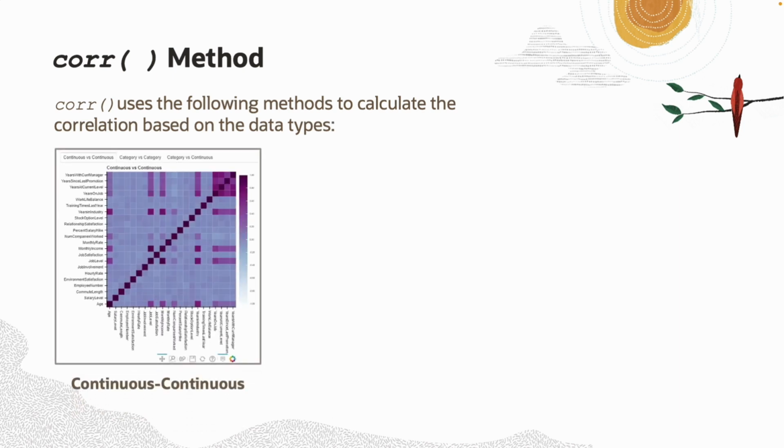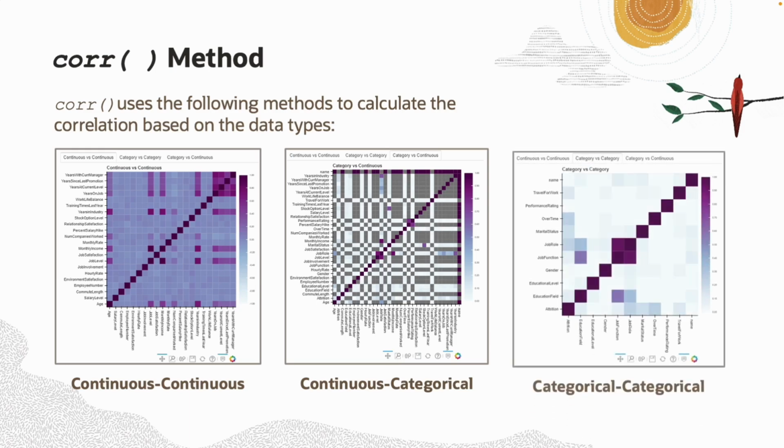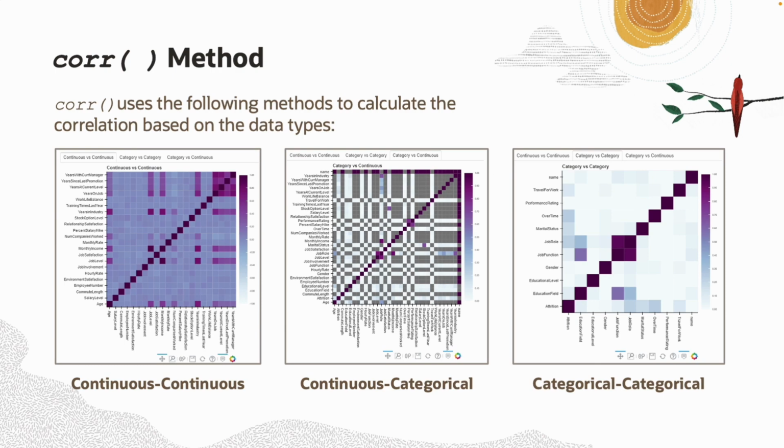Continuous uses the Pearson correlation coefficient method. It is a measure of linear correlation between two datasets. The correlation range is from -1 to 1. Continuous-categorical uses correlation ratio. It's a measure of the curvilinear relationship between the statistical dispersion within individual categories. The correlations range from 0 to 1. Categorical uses Cramer's V method. It's a measure of association between two nominal variables, which gives a value between 0 and 1.